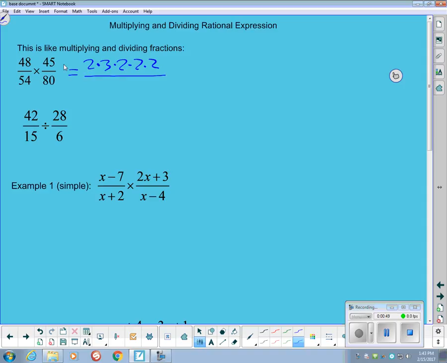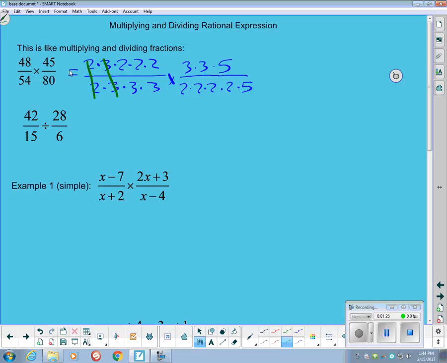54 is 6 times 9, there's 6, and 9 is a couple more 3's. And I'm going to multiply that by 45, which is 9 times 5. So there's 9 times 5, and 80 is 8 times 10, and so there's 8, and there is 10. And when I have it in this form, then I can start canceling some things that would make a 1 anyway. 2 divided by 2 here is 1.